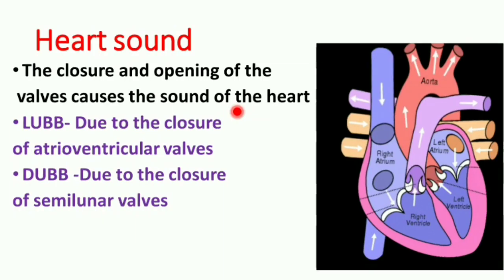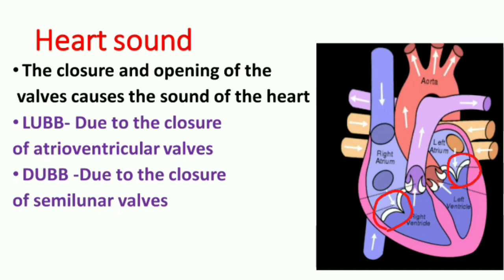Next we'll see about the heart sound. The closure and opening of the valves causes the sound of the heart, that is lub and dub. Lub is due to the closure of atrioventricular valves. Dub is due to the closure of semilunar valves. Atrioventricular valves are the tricuspid valve and the bicuspid valve.